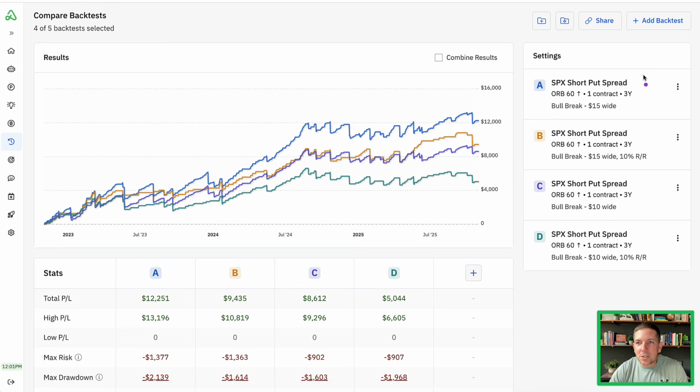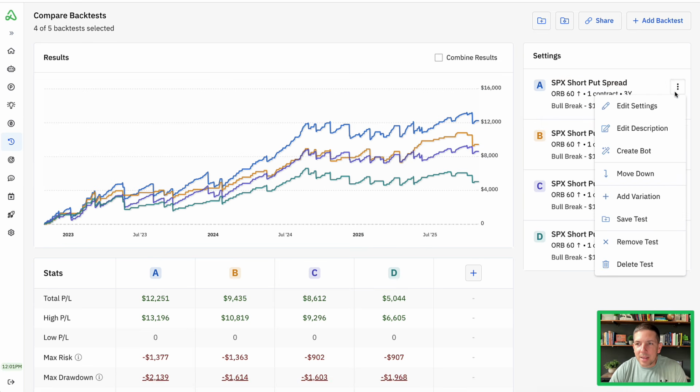But the first thing I did is I set that main one up here, which is the same short put spread that Jack was using, which was the bullish breakout, $15 wide, all basic settings. And then from there I clicked on the 3 dots here and created another variation. That's how I did all of these additional tests, just creating another variation from that test.